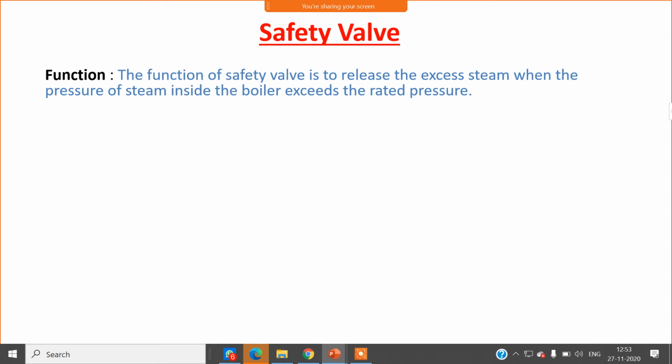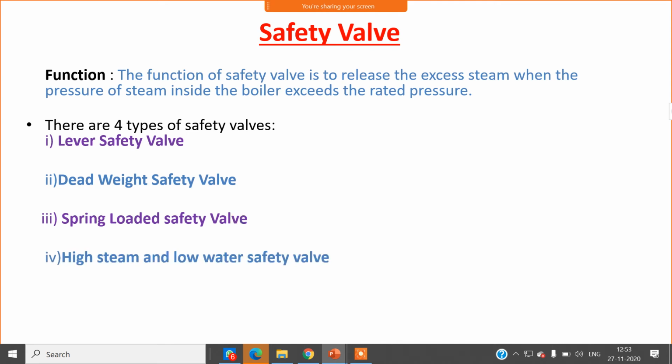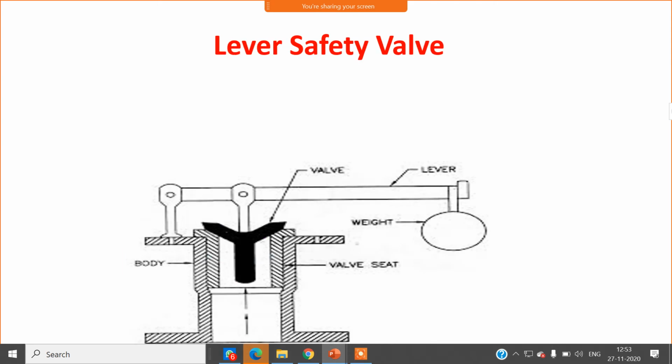Now there are four types of safety valve. First is the lever safety valve, second is the dead weight safety valve, third is the spring loaded safety valve, and fourth is the high steam and low water safety valve.